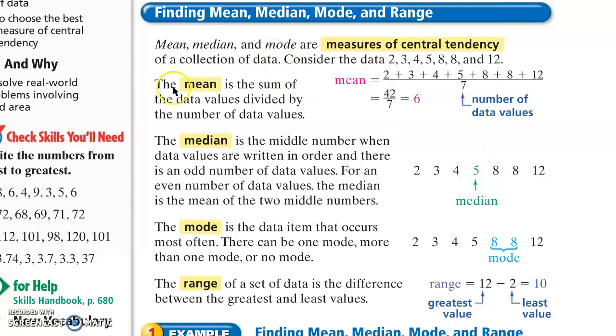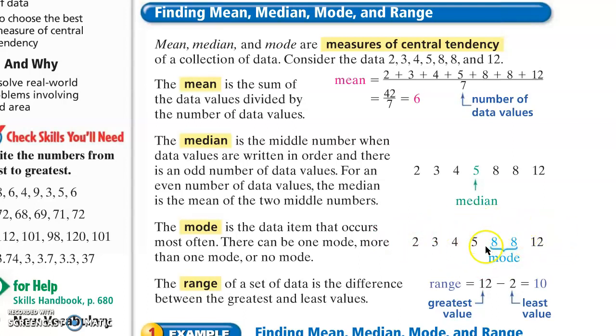So the mean is another word for average. The median is the number that's in the middle. The mode is the number that appears most frequently, the most common number. So out of these numbers, 2, 3, 4, 5, 8, 8, 12, all of the numbers are used exactly one time except for the number 8.